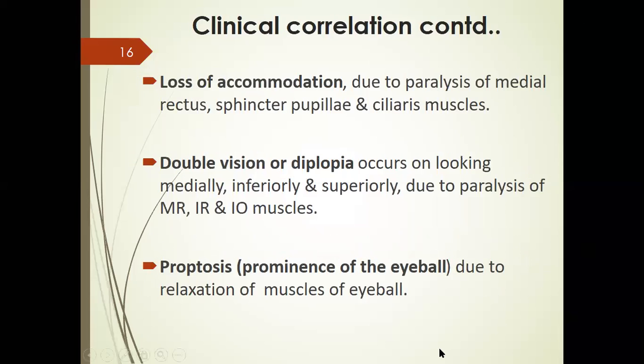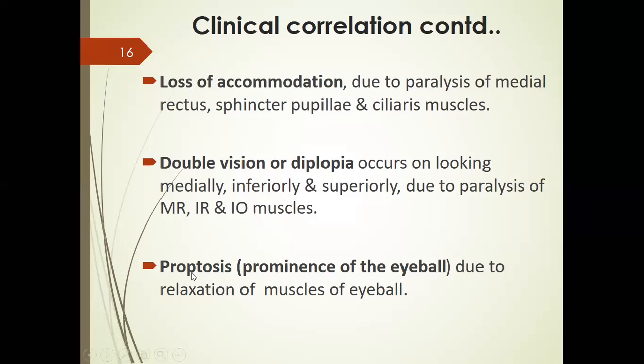So the fourth clinical condition is loss of accommodation. Due to paralysis of the medial rectus, sphincter pupillae and ciliary muscle, there will be loss of accommodation. The fifth clinical condition is diplopia or double vision. It occurs on looking medially, inferiorly and superiorly due to paralysis of the medial rectus, inferior rectus and inferior oblique muscle.